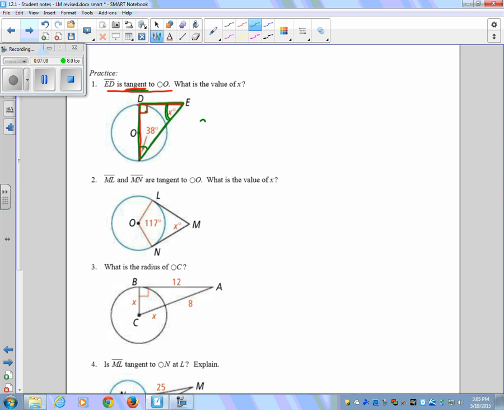We know that 90 degrees is the right angle, plus 38 degrees, plus the x has to all add up to 180 because of the triangle sum theorem. So when we add this up, we get 128 plus x equals 180. And we're going to solve for x by subtracting 128 from both sides. And we get x equals, oops, that's an 8, 52 degrees.